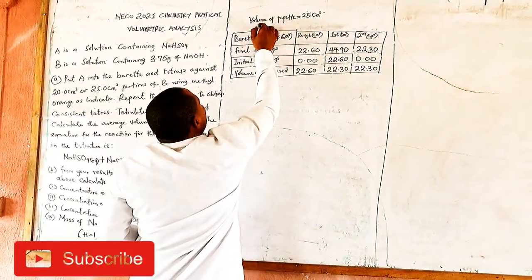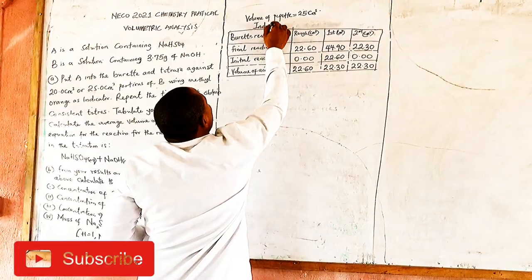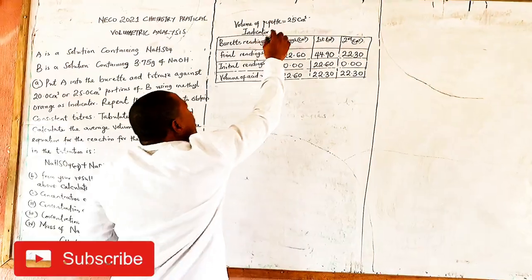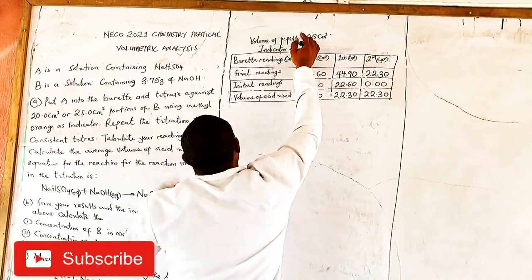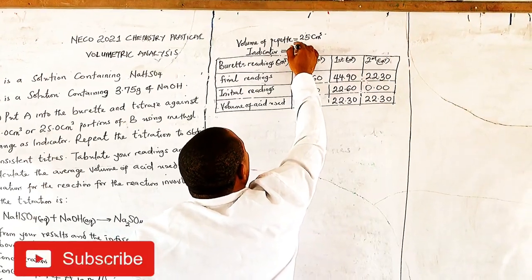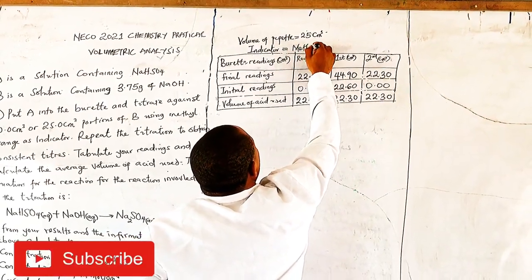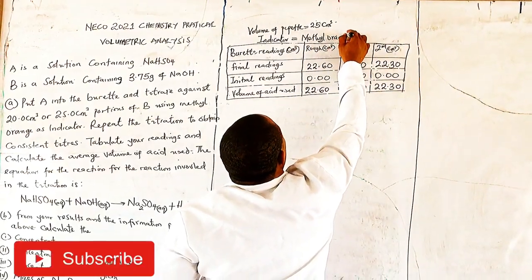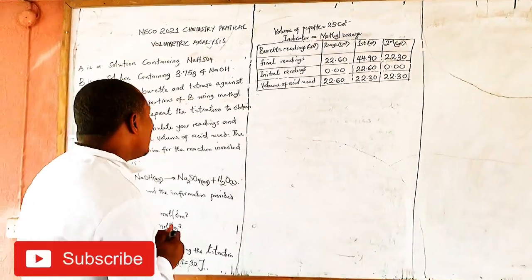And you must tell us the indicator used because it's possible for us to use phenolphthalein or methyl orange. Anyone you are using, no problem. You are fine with that. As instructed, just follow the instruction in the question. So we are using our methyl orange. Please don't forget this. Very, very important. It has to be indicated.